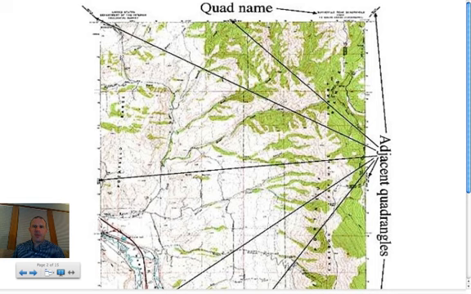So when we look at a topographic map, we're looking at a large map, usually about 2 feet by 3 feet, and there's a ton of information. So I'm going to try to show you the large map really quickly here and then break down each section.